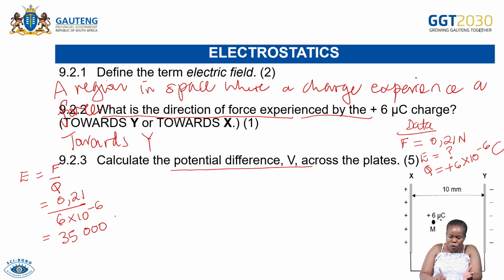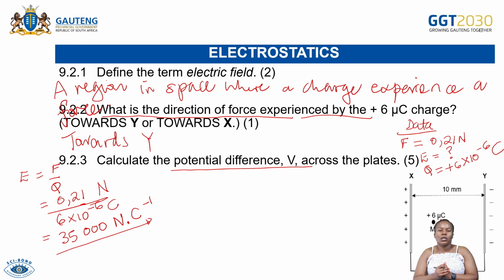The units: on your numerator you have newtons and your denominator is coulombs, so it's newtons per coulomb. However, we have not answered the question the way we should, so we use another equation. We do have the electric field strength, so we can use the formula E is equal to V over D, because we are trying to find the potential difference across these two plates.